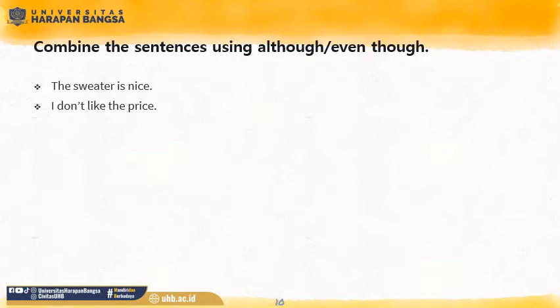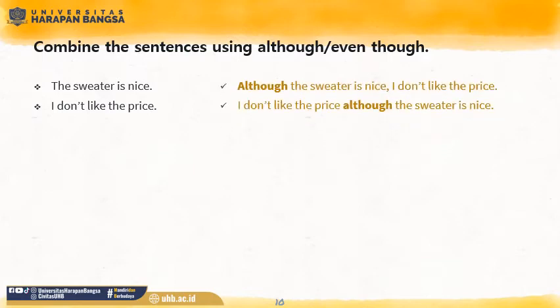So, let's make the sentence in English. We use although. Although the sweater is nice, I don't like the price. Or we can say, I don't like the price although the sweater is nice. Ingat, although di depan kita pakai koma. Tapi kalau although di belakang tidak ada koma.